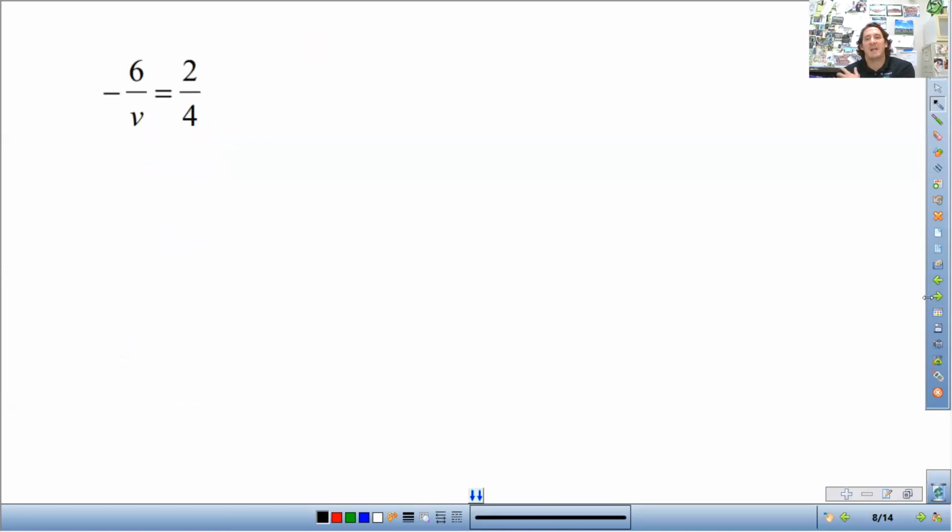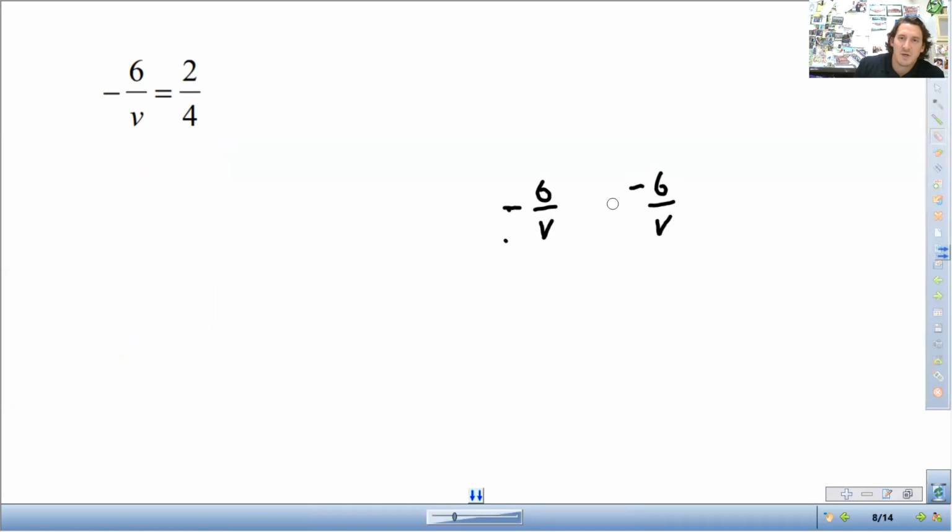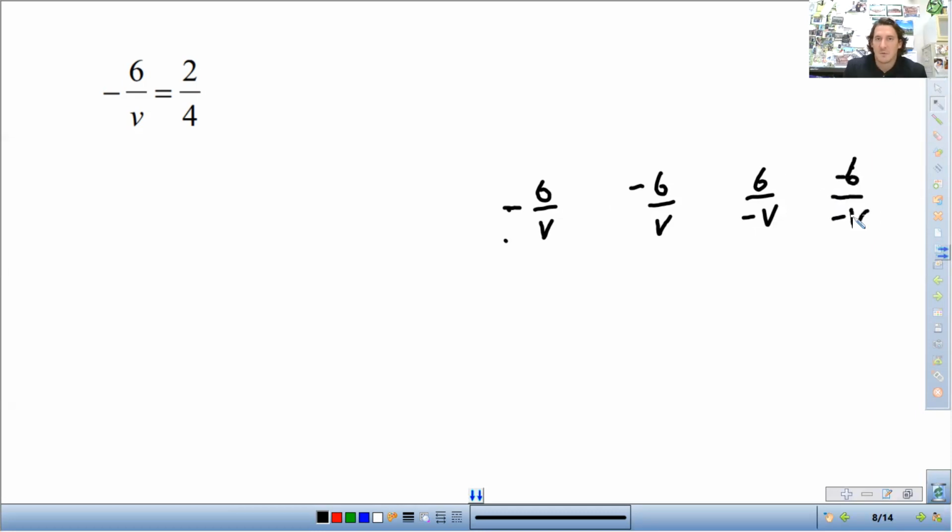Next problem, we have a negative. So I get lots of questions with the negatives, especially when it's out in front there. When a negative is out in front, is the top negative? Or does that mean the bottom is negative? Or are they both negative? Three of these are correct, one is incorrect. The only one that does not work for the negative is this last one here.